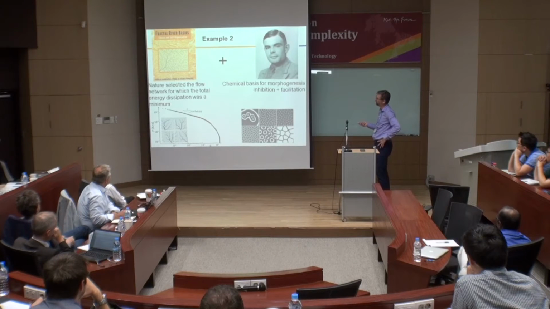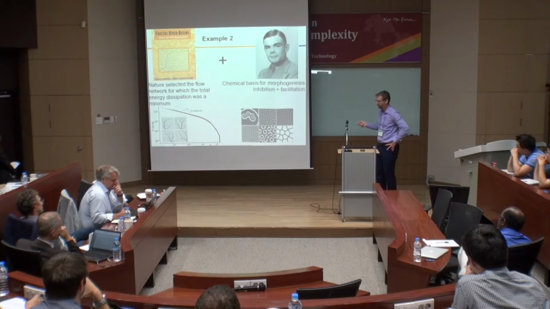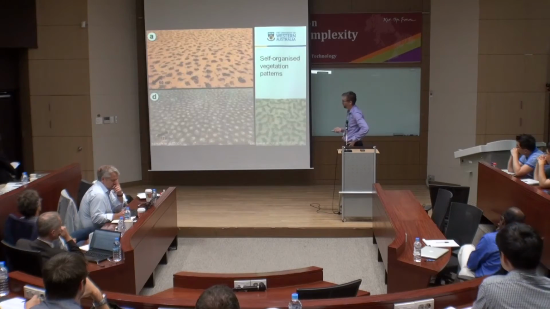facilitation processes. Now, from the fractal river network studies, and you'll hear a bit more about this today from Kyong Rock, there's the idea that an optimization is going on that can explain the self-organisation of river basins. Nature selects the flow for which the total energy dissipation is minimum. So I'm going to try and link these two in a study looking at vegetation patterns in deserts.